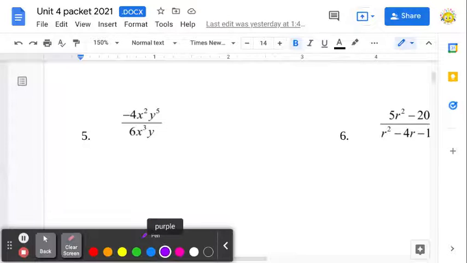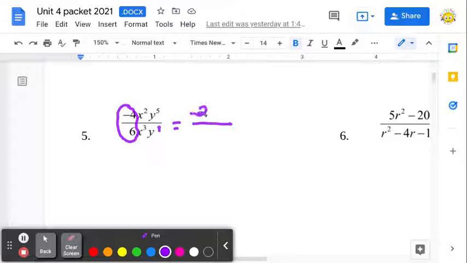Before we do that, I'm going to add an invisible 1 for our exponent there. So let's just start on the left. We'll look at our coefficients. -4 over 6. Well, we know we can divide both of those by a 2, so this becomes -2 over 3.